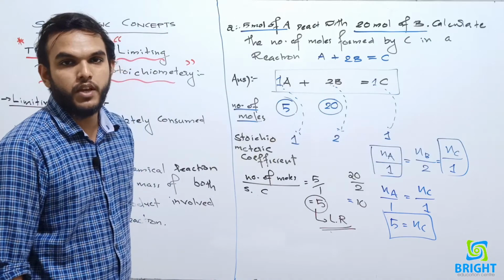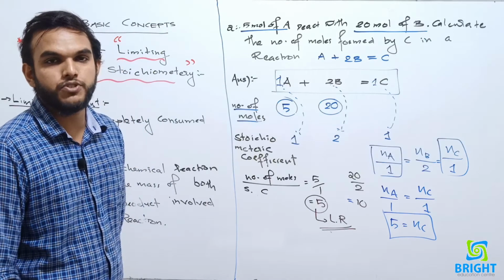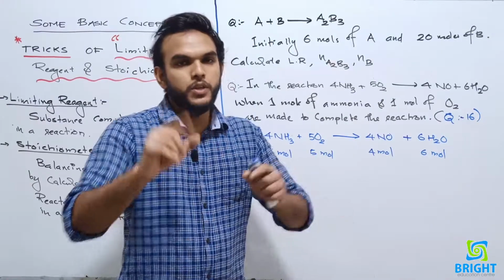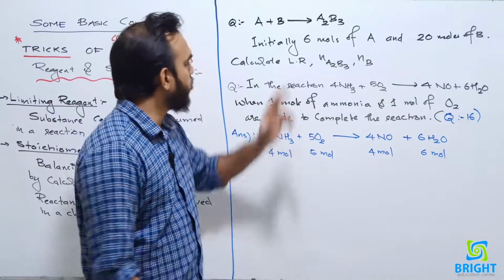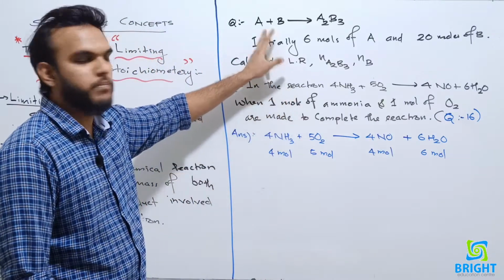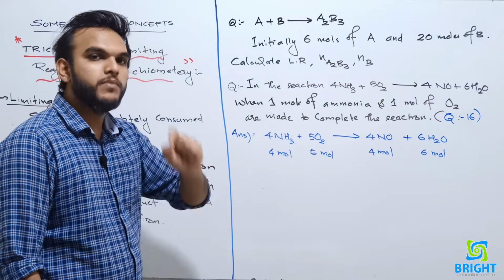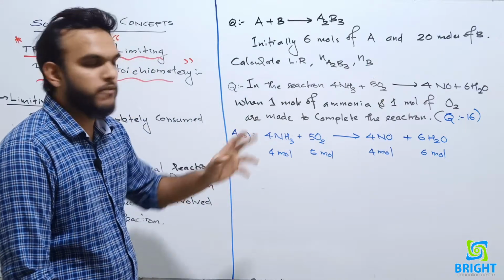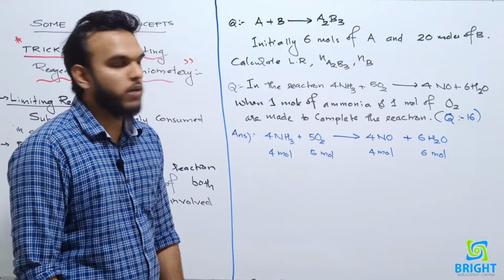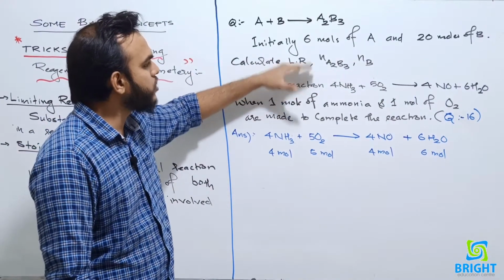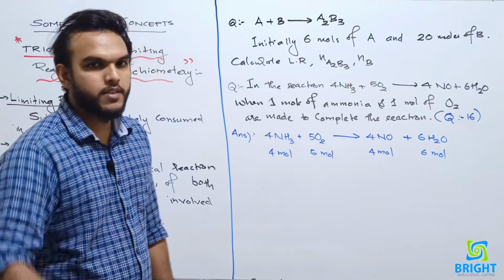This is the question. We can do some more problems regarding limiting reagent and stoichiometry, and I am giving you homework to do: A plus B gives A2B3. Try to do it from our live session itself. Initially 6 moles of A and 20 moles of B are given. Calculate the limiting reagent and the number of moles of A2B3 and the number of moles of B. Okay, do it as homework.